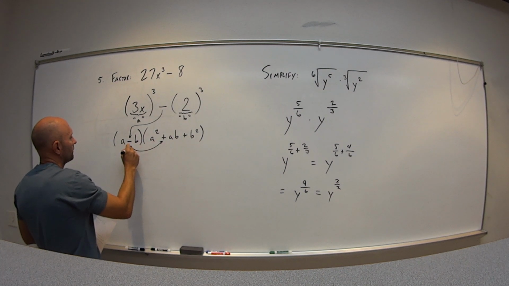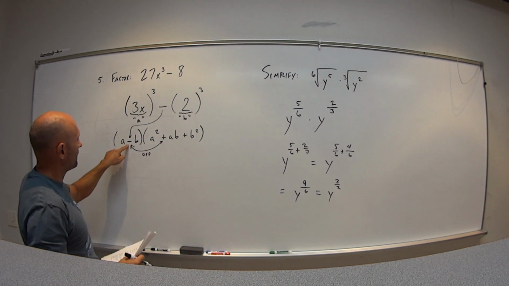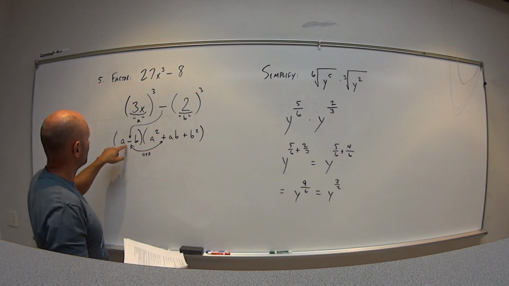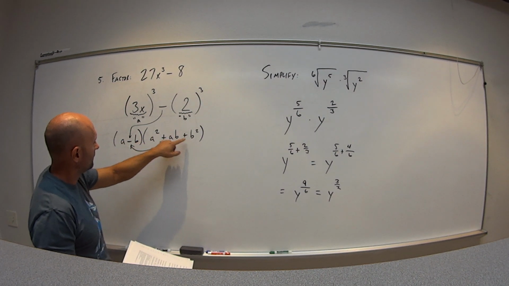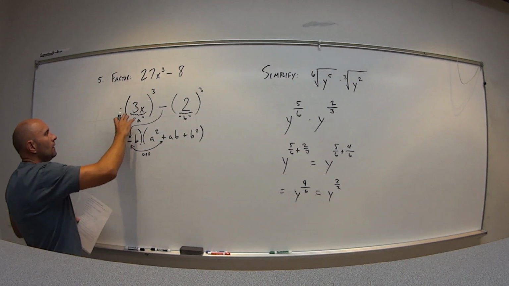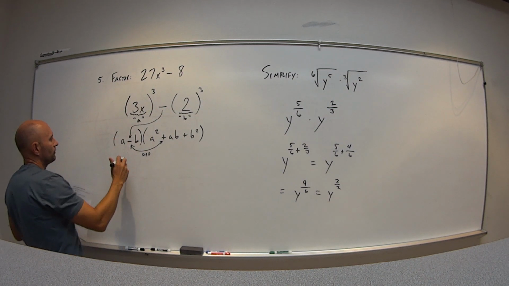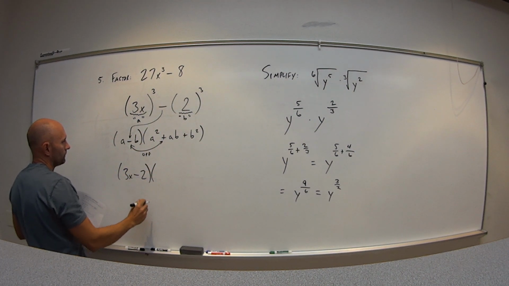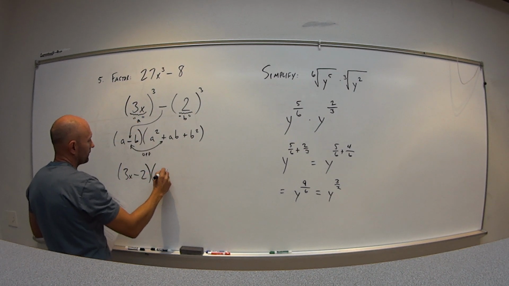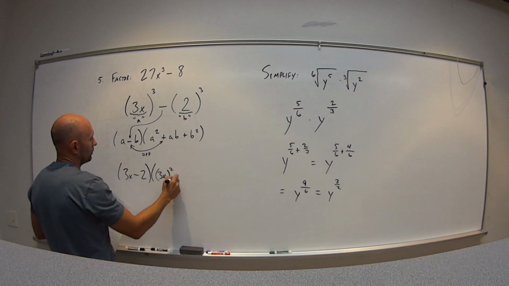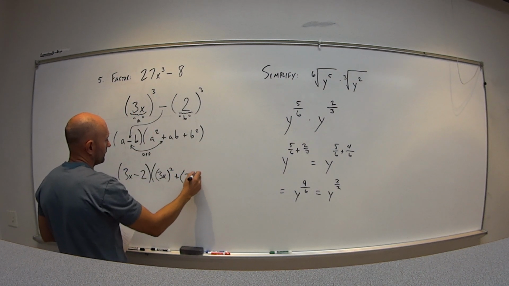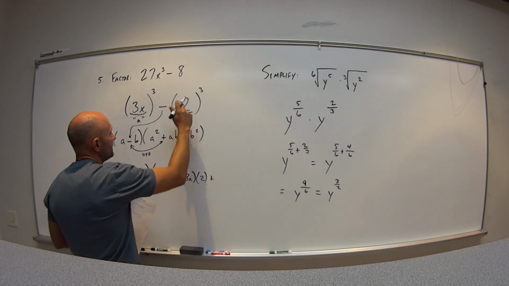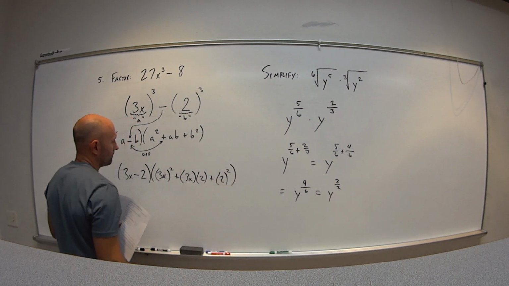And then these two guys are always opposite. So if I have a negative out here, I have a plus in front of ab. And if I had a plus out here, this would be a negative. And then these guys are always positive values. So it's a matter of plugging in these values now. So my a is 3x, so I get 3x minus b, well 2 is my b. And then a, which is 3x, gets squared, plus a, which is 3x, times b, which is 2, plus b, which is 2, gets squared.